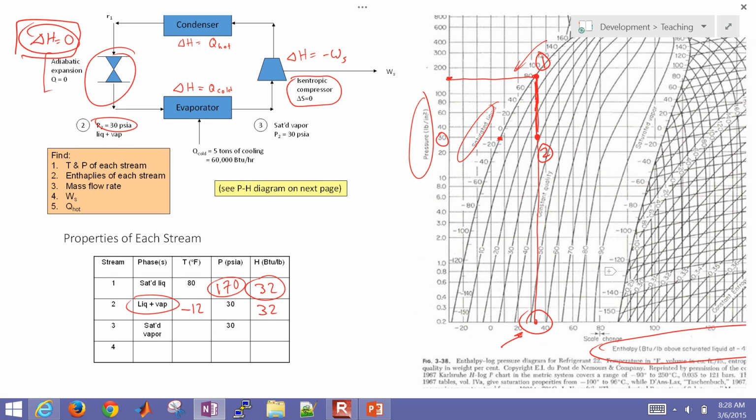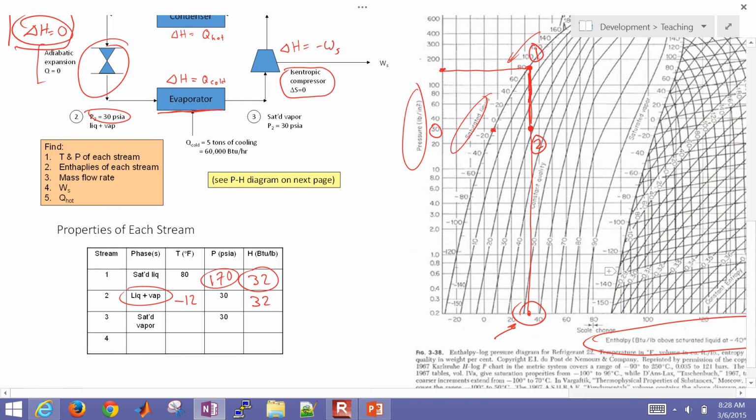Okay, and then we are going to evaporate this. So we're going to extract the heat from whatever environment, an automobile interior, a home, a refrigerator. We're going to extract that heat and let this boil. Okay, so we're going to go to saturated vapor. Okay, so it's going to be the same pressure, and so that means I'm just going to come over on this line until I reach saturated vapor, and that's going to be point number 3.